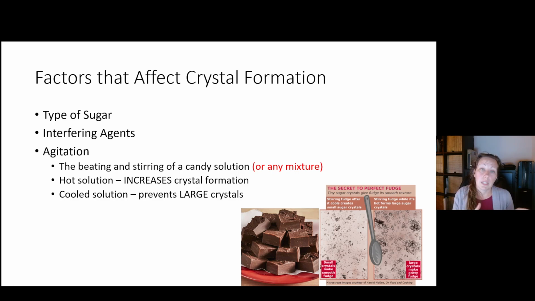But what we did instead is we waited until the temperature was low enough that we could control that process and create lots of small sugar crystals. And so what would happen if we didn't stir at all? What if we don't want any sugar crystals? It wouldn't crystallize at all if you didn't stir, and you would have liquid fudge. So the sugar crystals actually provide some solidification to that fudge too.